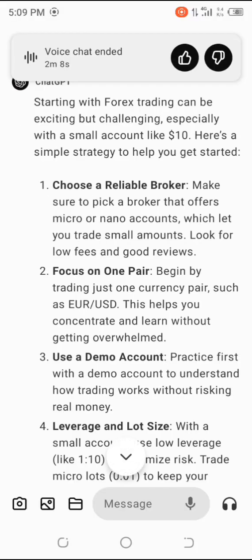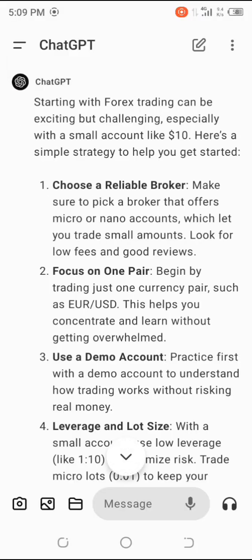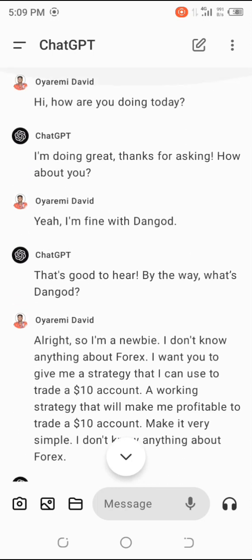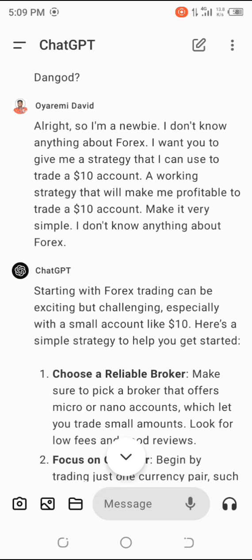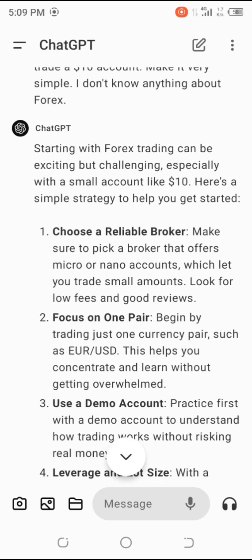Alright guys, this is awesome. ChatGPT gave us a ton of step-by-step guide on how we can trade a $10 account, and these are the text formats of how we can trade a $10 account. Alright, so this is my question. I was asking how I can trade a $10 account using a strategy that ChatGPT will be giving me, and ChatGPT gave me a step-by-step guide. But the first thing it starts with is saying, starting with Forex trading can be exciting but challenging, especially with a small account like $10. Here is a simple strategy to help you get started.